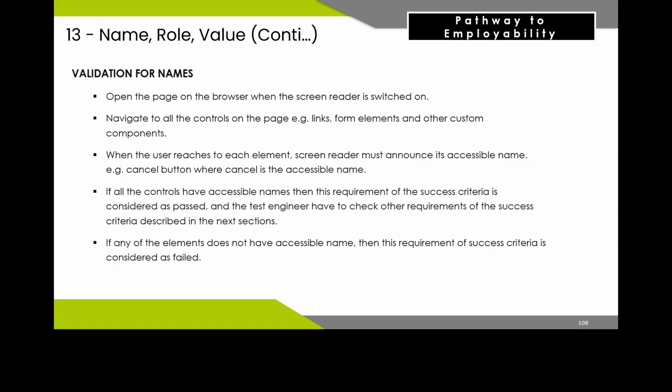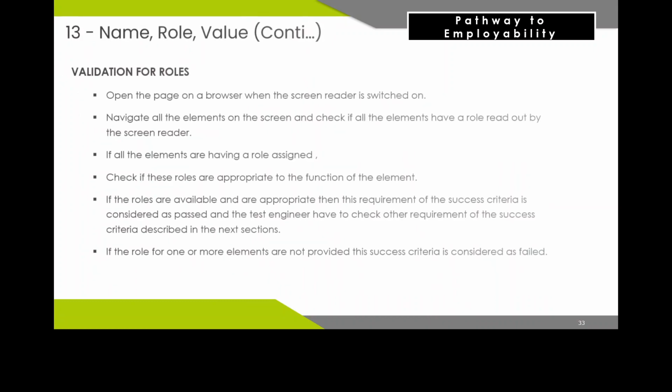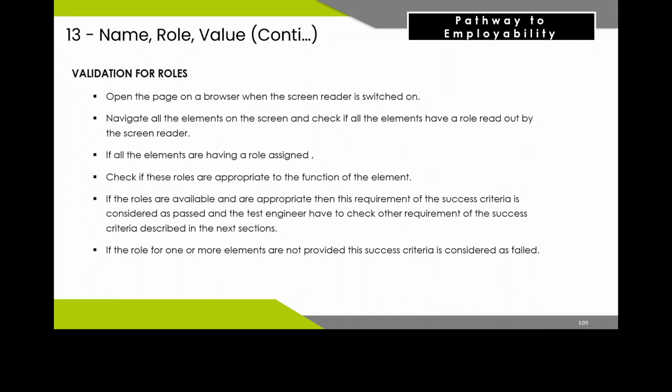If all the controls have accessible names, then this requirement of the success criteria is considered as passed, and the test engineer has to check other requirements of the success criteria described in the next sections. If any of the elements does not have an accessible name, then this requirement of the success criteria is considered as failed.